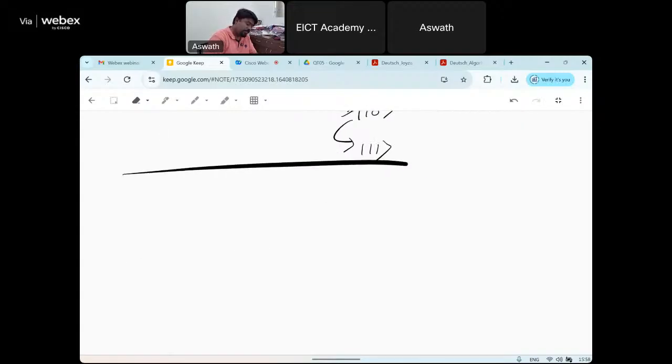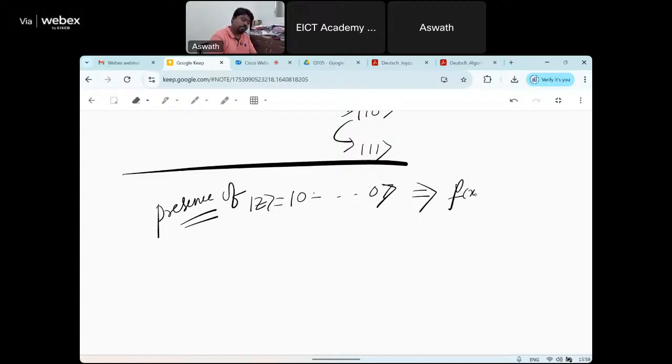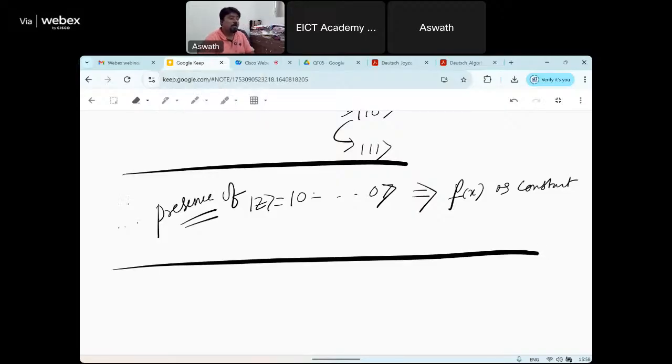The presence of all zeros, z becoming all zeros, implies f of x is constant. That is simple logic. You don't look for anything else. If z becomes all zeros, f is constant. Otherwise, it is balanced. Okay, right? Fine. Are there any other questions?